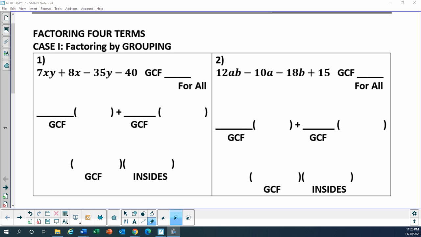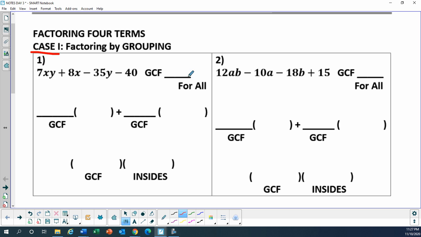I'll be doing a little bit of videos for each of the cases that we've been working on. This one is factoring by grouping. As you guys can see from here, this is case one, factoring by grouping. We did this from the beginning, from day one, last Friday, I believe we started.